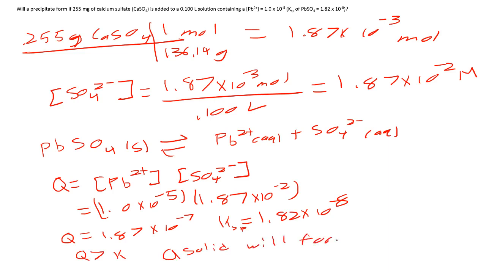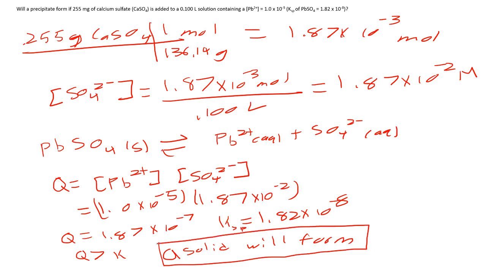You have to in some way write this. You can't just say Q is greater than K. You can say it makes a solid, or a solid won't form, however you want to put it. But somehow note that. So this is an example of how to work with Ksp for doing these problems.